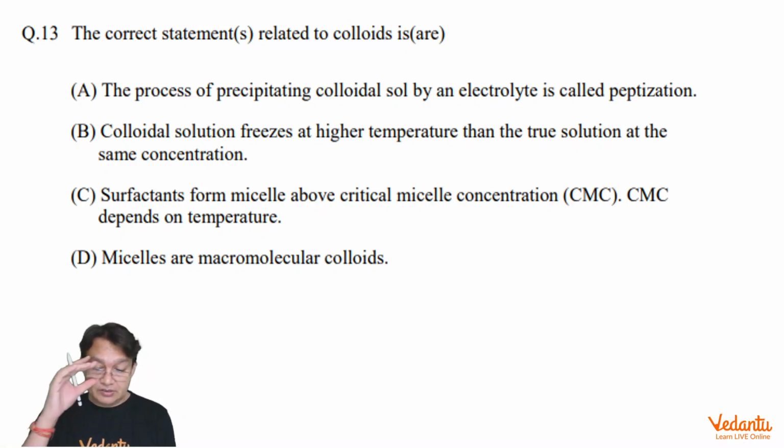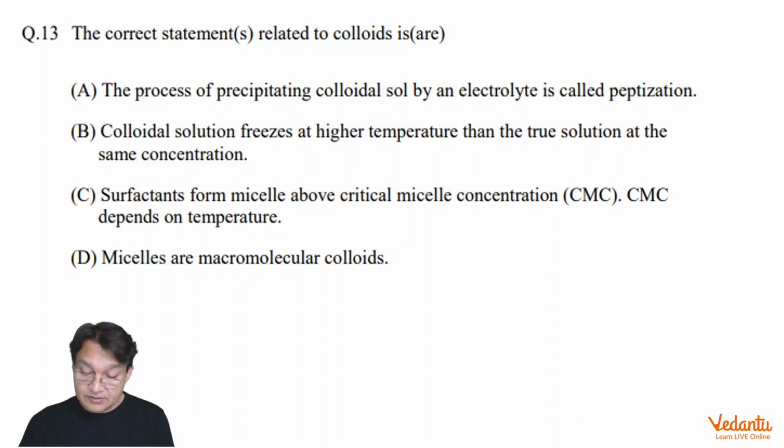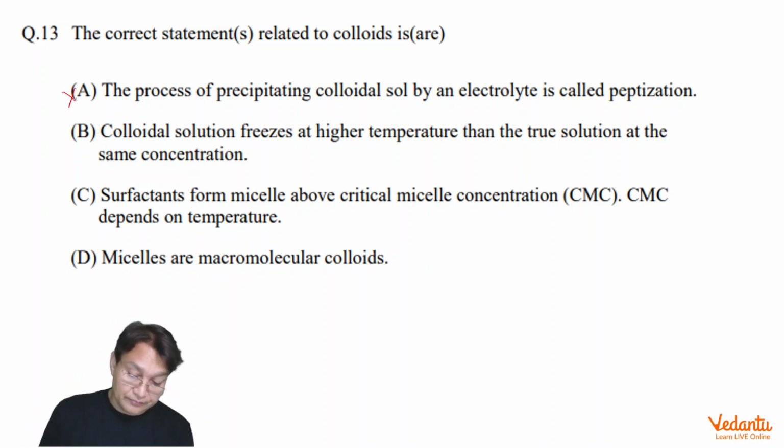Here is a question which is based on colloidal solutions. Pick out the correct statements. The process of precipitating colloidal sol by an electrolyte is called peptization. It's an incorrect statement because this process is known as coagulation. Precipitation of colloidal sol by electrolyte is called coagulation. Peptization is just the opposite of this process, in which we take a precipitate and peptize it and take it into the colloidal solution. So peptization is the opposite of coagulation. So of course option A is the wrong option.